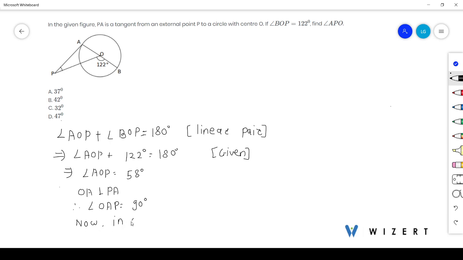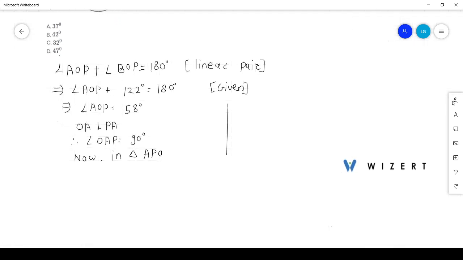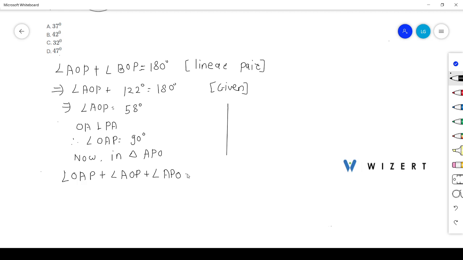Now in triangle APO, as the sum of the angles of a triangle is 180 degrees, the sum of the angles, that is angle OAP plus AOP plus APO, is 180 degrees.